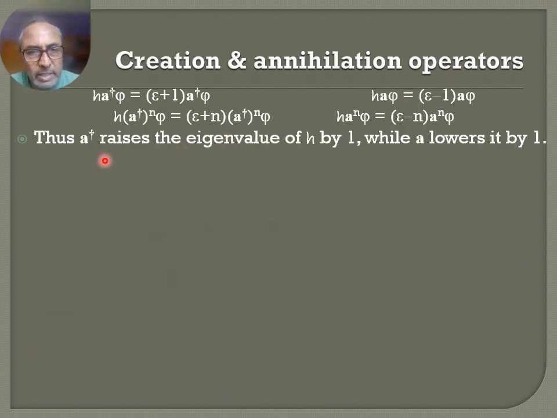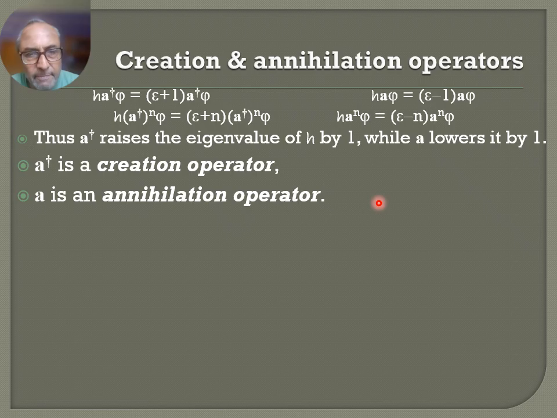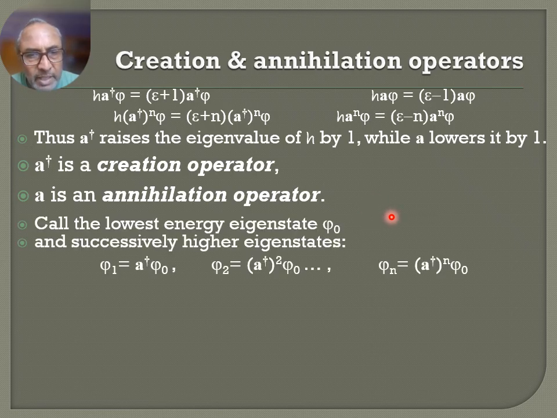Thus, we have seen that A dagger raises the eigenvalue of small h by 1 and is therefore called a creation operator, while A lowers the eigenvalue of small h by 1 and is thus called an annihilation operator. Let us call the lowest energy eigenstate phi 0 and successively higher energy eigenstates phi 1 equals A dagger operating on phi 0, phi 2 equals A dagger squared operating on phi 0, phi 3 equals A dagger cubed operating on phi 0, etc., until phi n equals A dagger to the power n operating on phi 0.